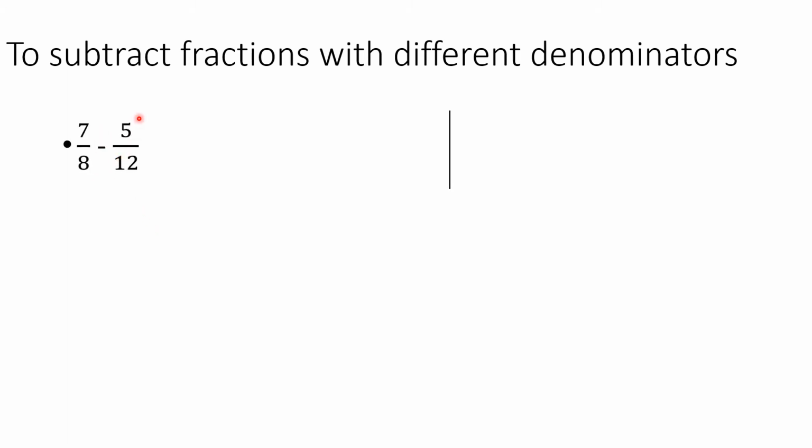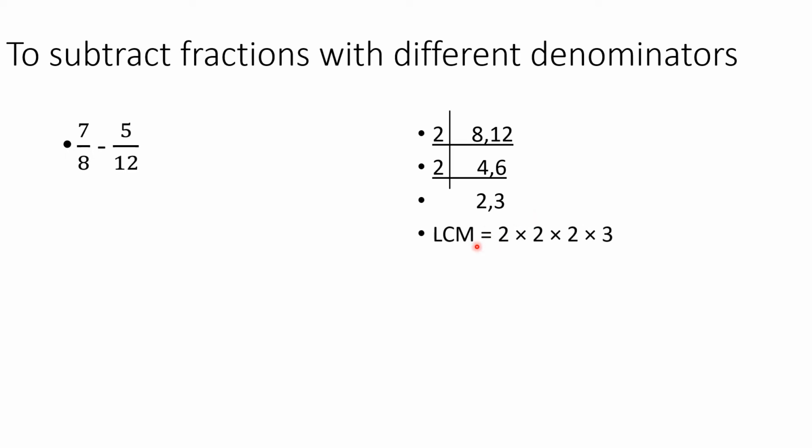Now take one more question. 7 by 8 minus 5 by 12. At first we will find the LCM of 8 and 12. What is a common divisor of 8 and 12? Yes, 2. 2 fours are 8. 2 sixes are 12. And what is the common divisor of 4 and 6? Yes, 2. So we will divide by 2. 2 twos are 4. 2 threes are 6. But there is no common divisor of 2 and 3 other than 1. So we will stop here and multiply these common divisors and remaining numbers to find the LCM. So LCM will be 2 multiplied by 2 multiplied by 2 multiplied by 3, which equals 24.